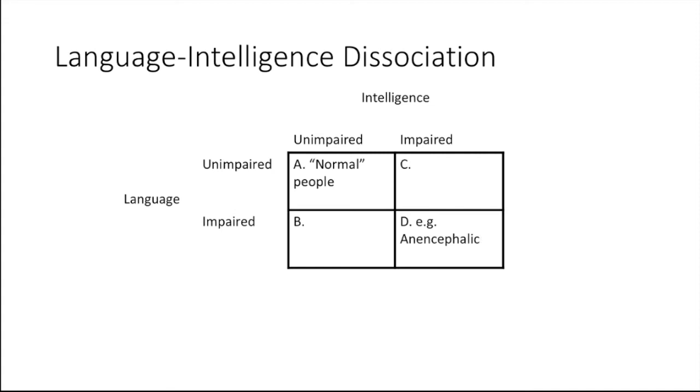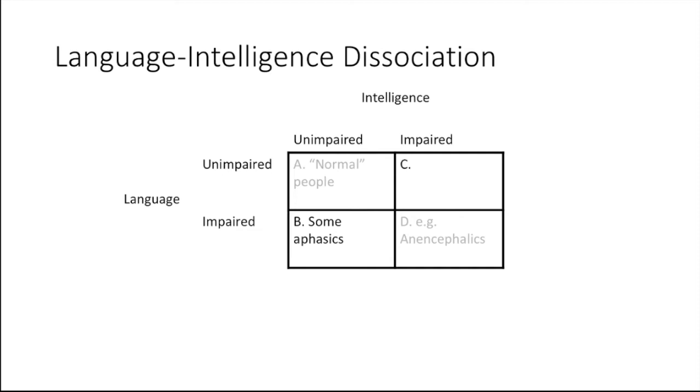Just to get them out of the way, let's fill the cells in which I have marked A and B. So A would be what we would call normal people, with both language and intelligence intact. An uncontroversial case, I suppose, for cell D would be an anencephalic, say someone who was born with cerebral hemispheres missing. Now to the interesting cells B and C.